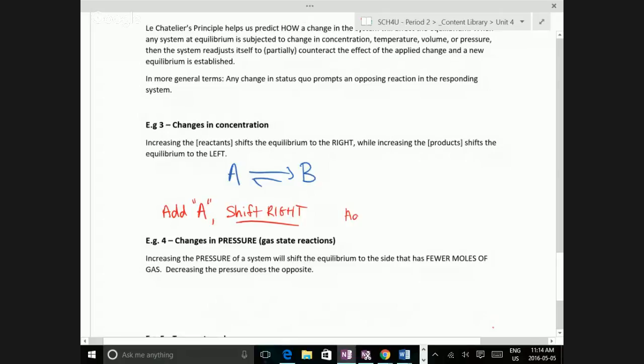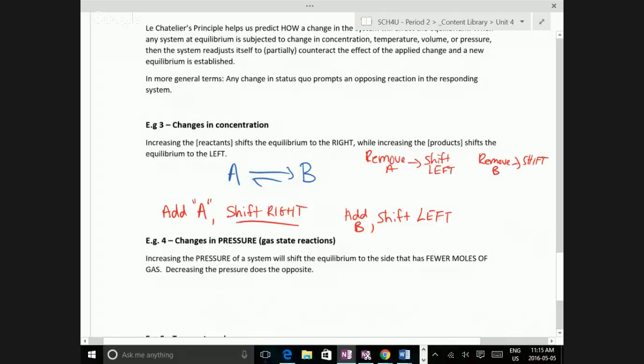If I add B, it will shift which way? Good. What if I remove A? It should shift left. And what if I were to remove B? It should shift right.